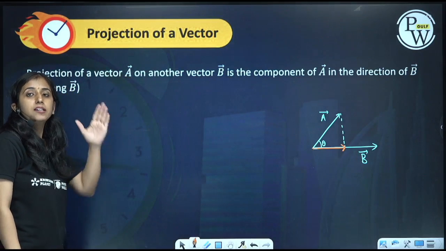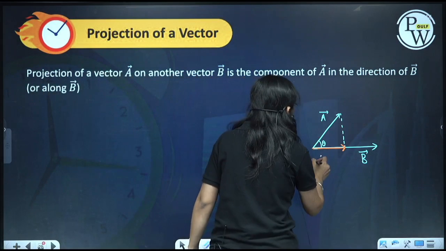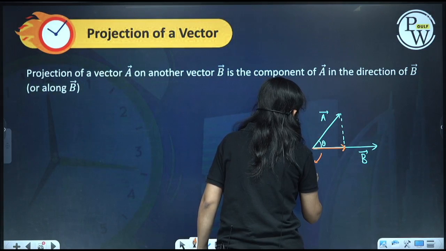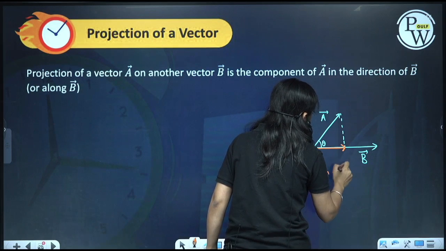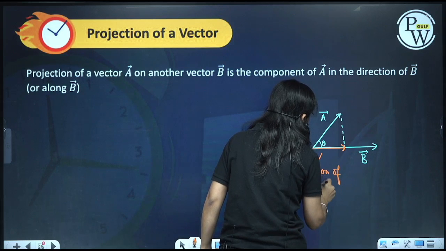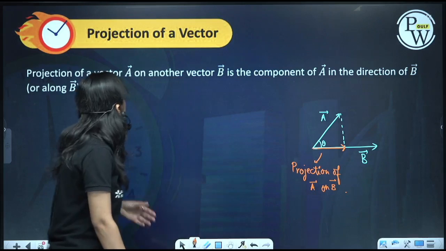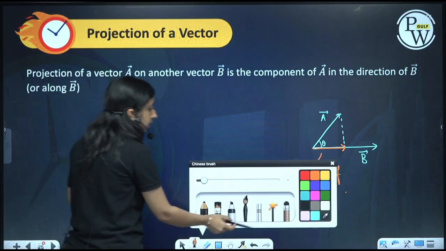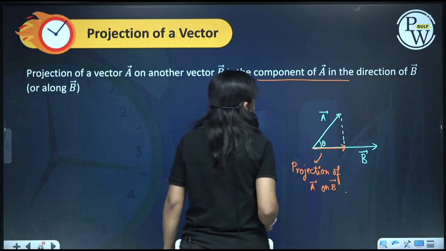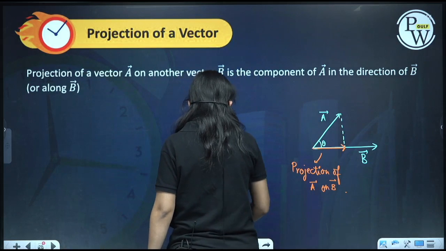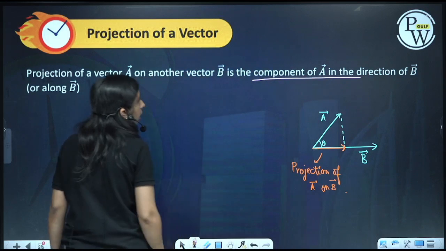Just draw the shadow of a over b. This will give me projection of a on b. Clear? So projection of a vector A on vector B is the component of A in the direction of B, or along B.